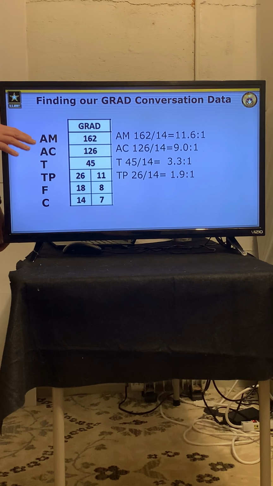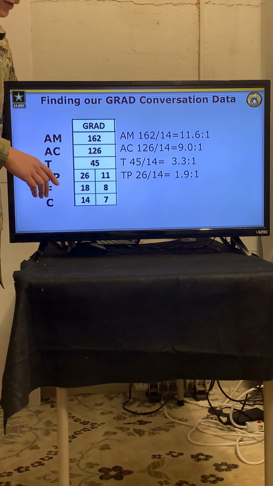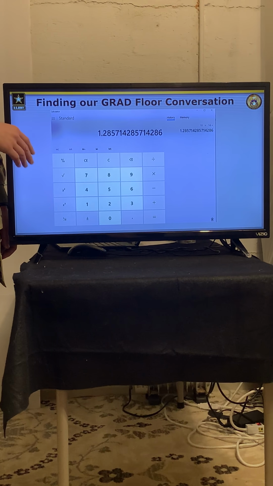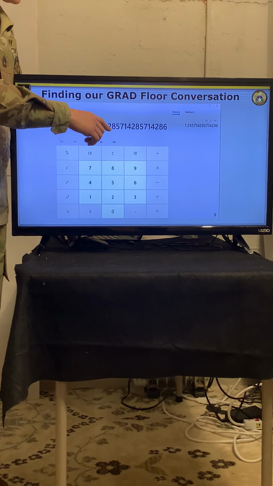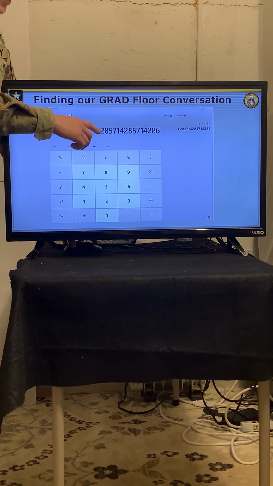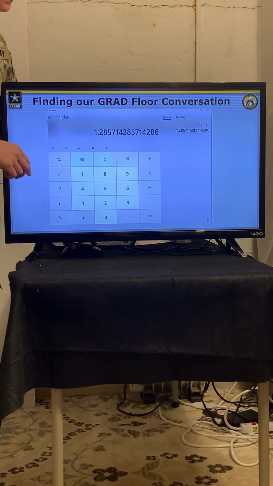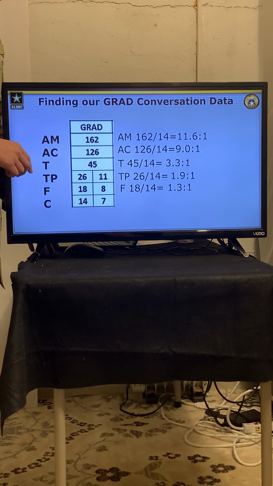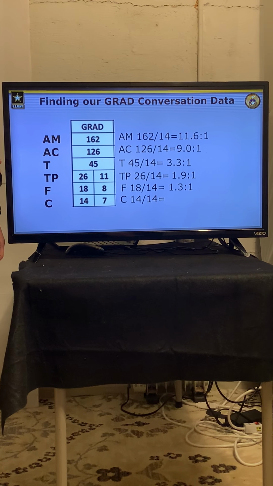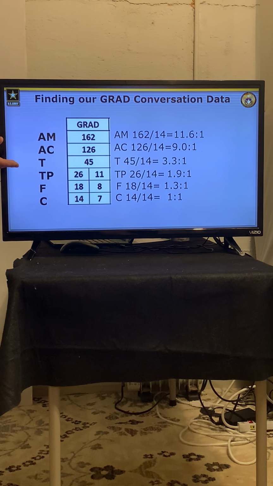Next we want to see how many grads we had to floor to get our 14 contracts. So we divide our 18 divided by 14, giving us 1.2 continuation. Seeing that there's something in the hundredths place, I'm going to round this 2 to a 3. So our answer is going to be 1.3 to 1. Now when it comes to our contracts, anything divided by itself is going to be 1. So your answer here, 14 divided by 14, is 1 to the ratio of 1.